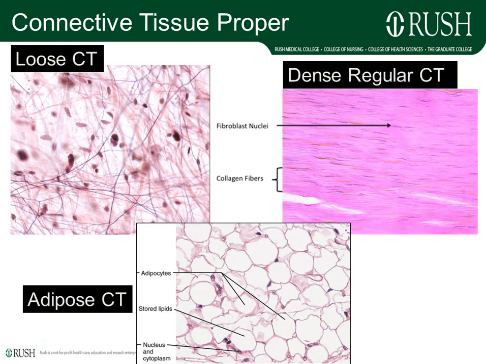So here's a couple of examples of connective tissues, what we call connective tissue proper. Loose connective tissue of the mesentery, which lines the body cavity, or dense regular connective tissue. This example is showing you a tendon. And the adipose connective tissue, which is fat. So the diversity of their appearance and their function is pretty amazing.